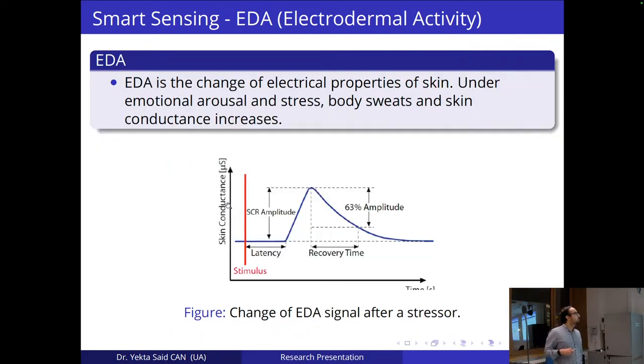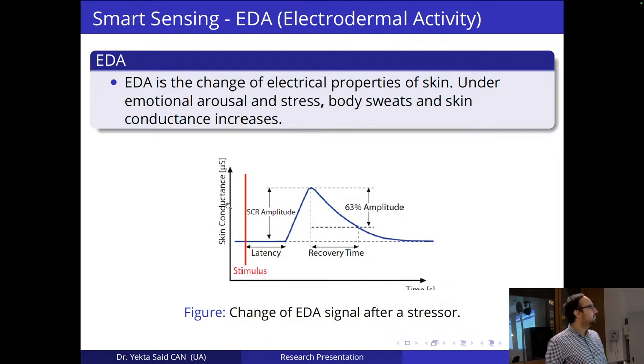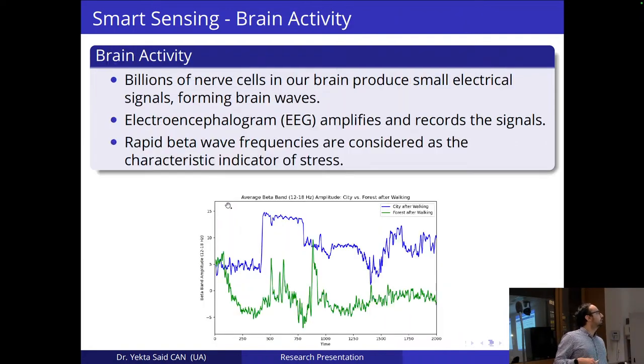Another signal we can use is electrodermal activity. It is the change of electrical properties of skin. Under emotional arousal and stress, the body sweats and skin conductance increases. As you can see, after some stimulus with some latency, skin conductance increases due to increased liquid, and after some recovery time, it goes back to normal. So this is the change of EDA signal after a stressor.